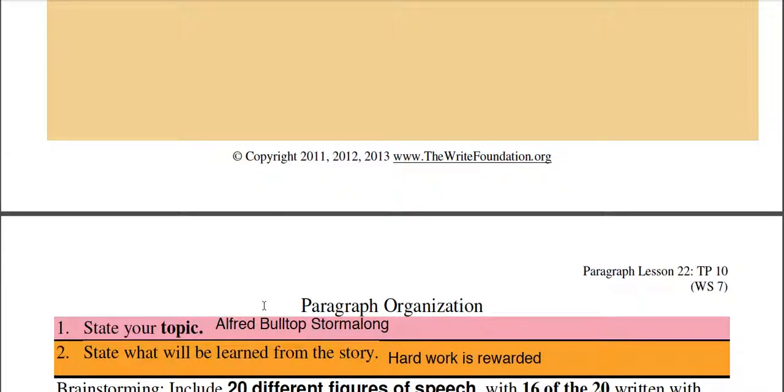So, okay, paragraph organization. State your topic. I had Alfred Bulltop Stormalong, that was his full name. I decided that the message of my story was going to be hard work is rewarded.